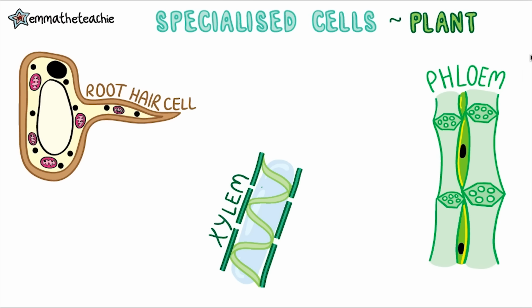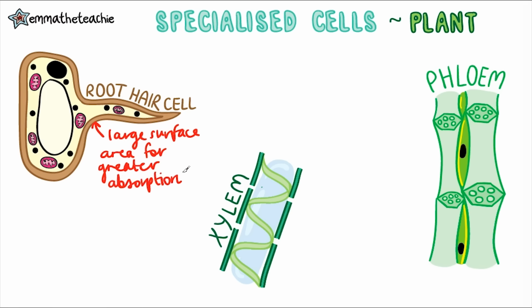Now we've got our specialized plant cells. We're starting with the root hair cell, and its function is the absorption of water and mineral ions from the soil. What can you spot that would help it carry out this job? Well, first of all, this little protrusion provides a large surface area for the greater absorption of the water and mineral ions.